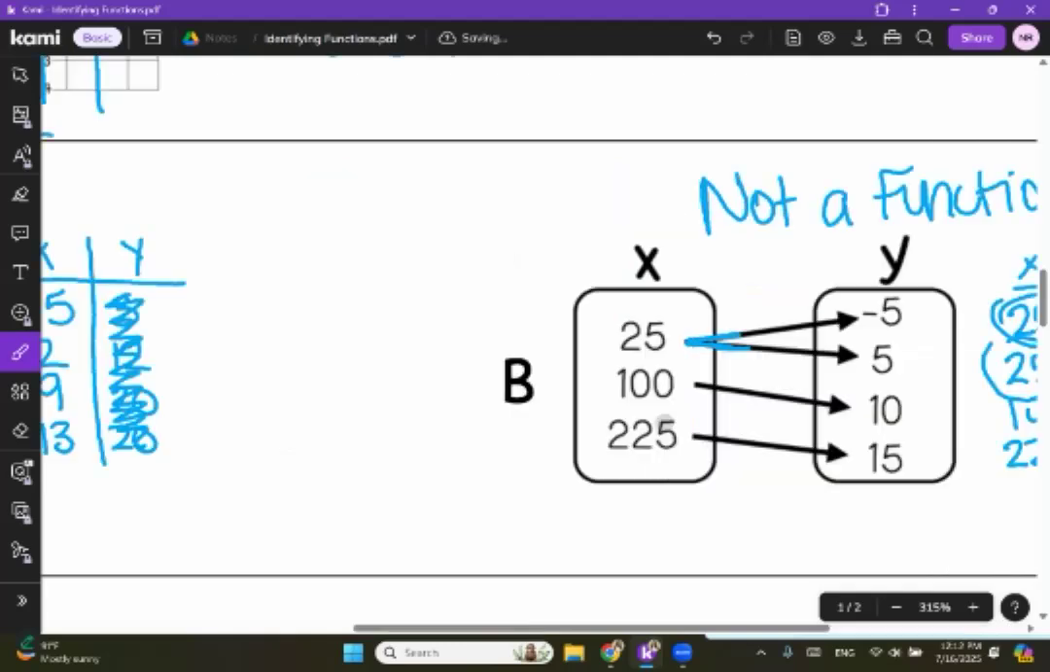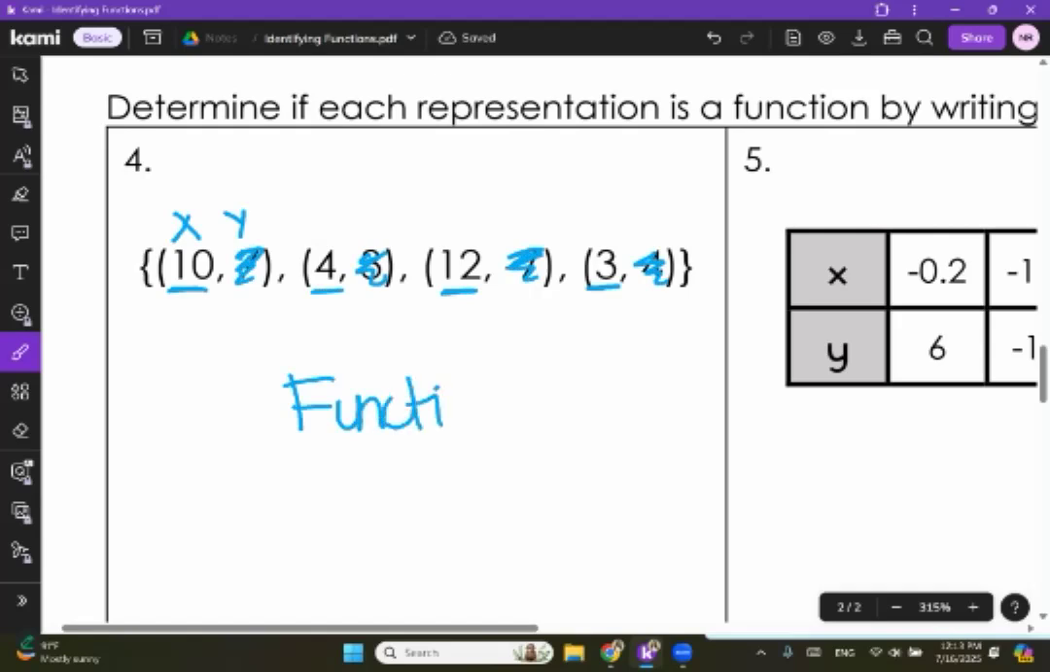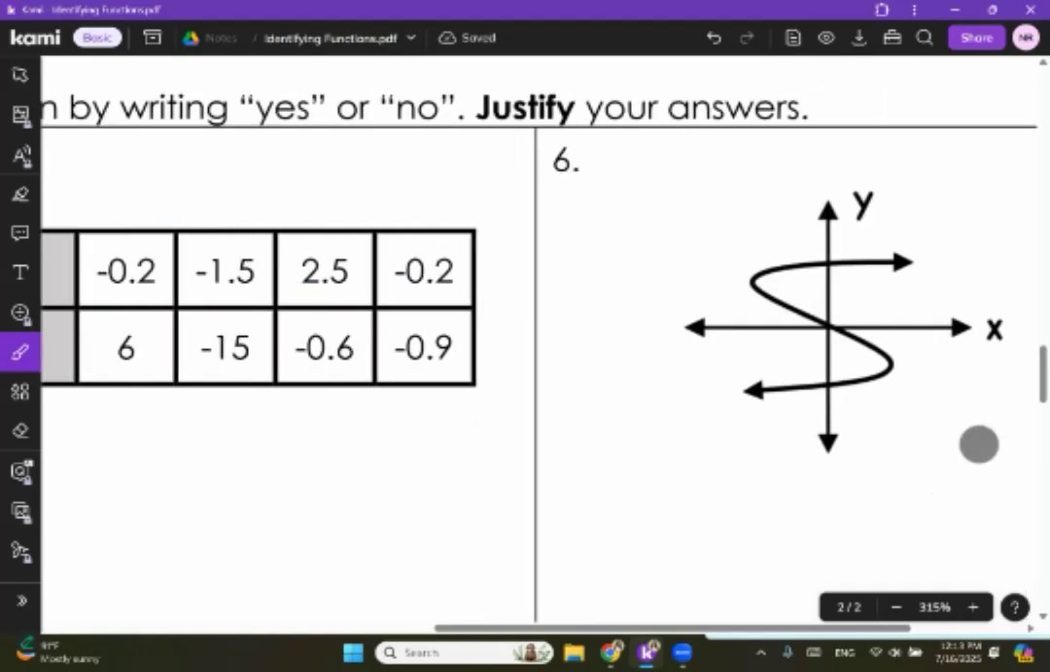Flip it over to the back. Pretty straightforward, right? Now you have a set of ordered pairs. With every ordered pair, remember, they give you an X and a Y value. So we're only focusing on the very first number in each set. Go ahead and scratch out the second number in each set. And look at those numbers, 10, 4, 12, 3. None of those repeat. So this one would be a function. Easy peasy.